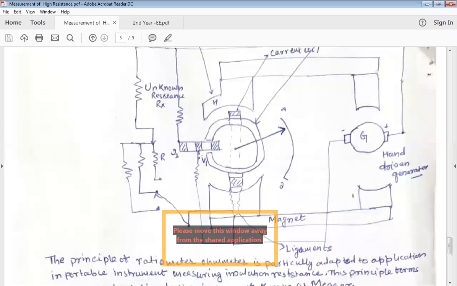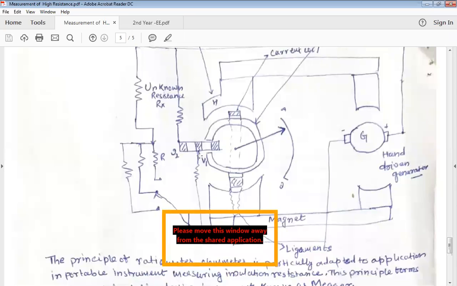And for the measurement of low resistance, sir, ammeter voltmeter method. And the second most popular method is the Kelvin double bridge method. The most popular method is the Kelvin double bridge method.